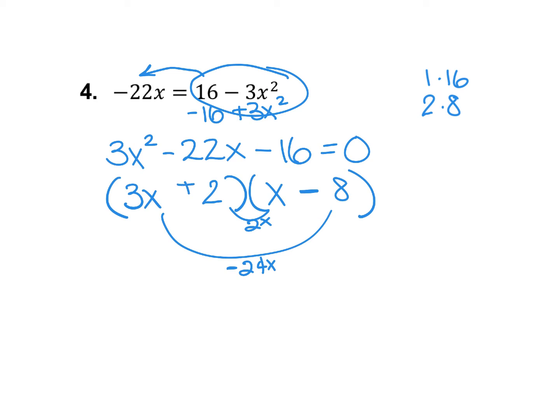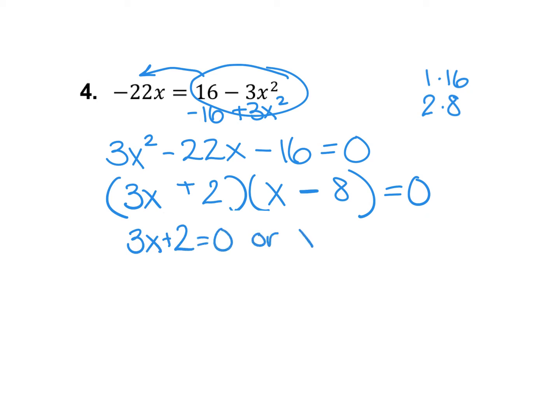All right, so now that we've got that factored, let's solve. So we have 3x plus 2 is equal to 0, or x minus 8 is equal to 0. When we solve, I'm going to subtract the 2 and divide by 3, so x is going to be equal to negative 2 over 3, or x is equal to 8.